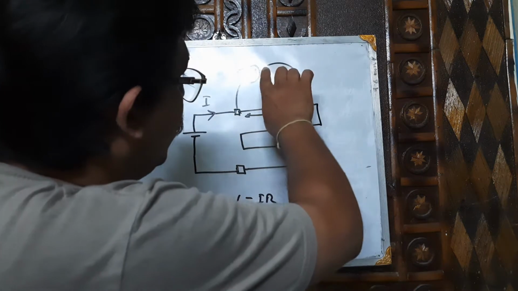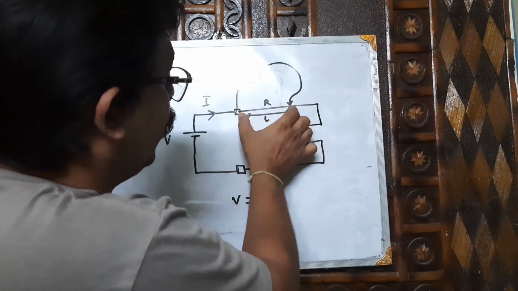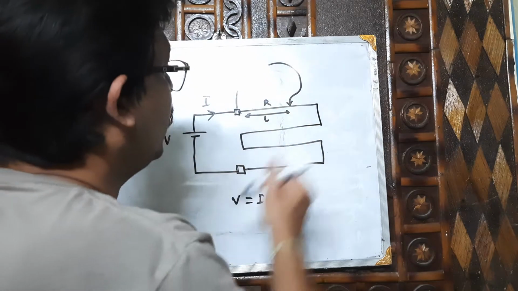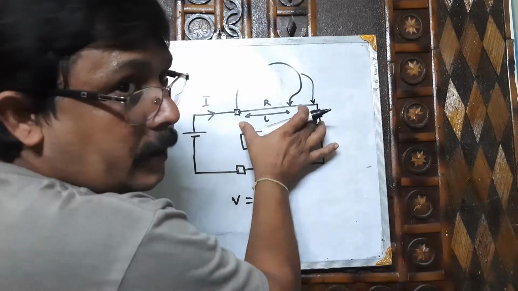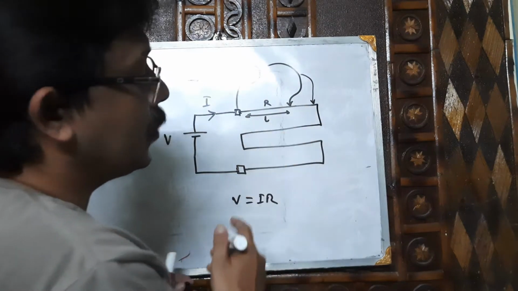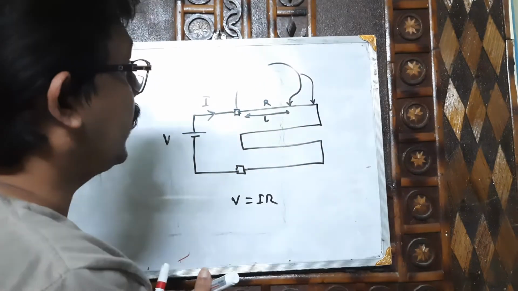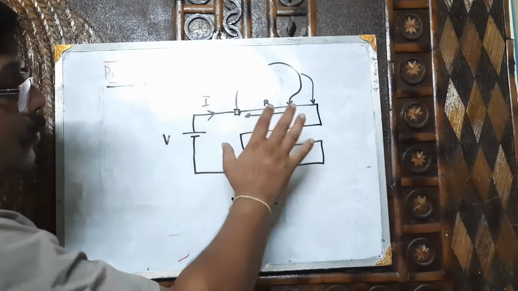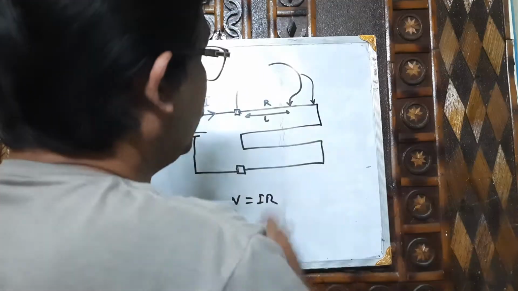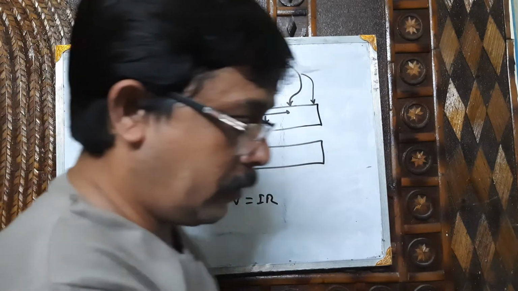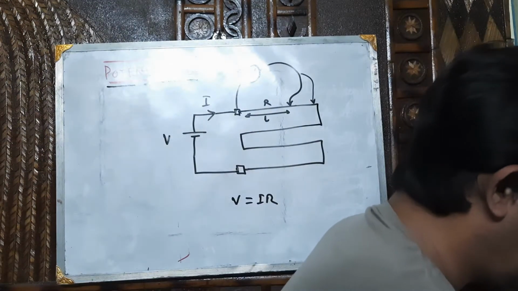So with the help of this voltmeter, you can measure the voltage drop of this length. If we connect it here, then we can measure the voltage drop of this much length. In this way, with the help of length, you can measure the potential. Now the point is that with the help of this instrument, whenever we measure the potential, it depends upon the length.